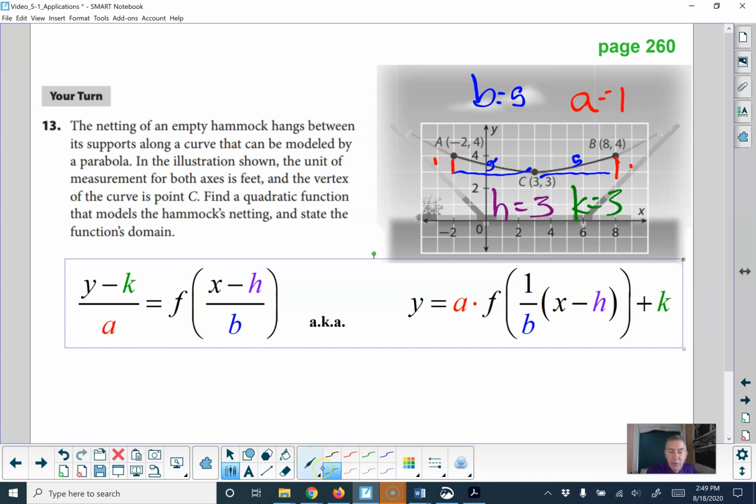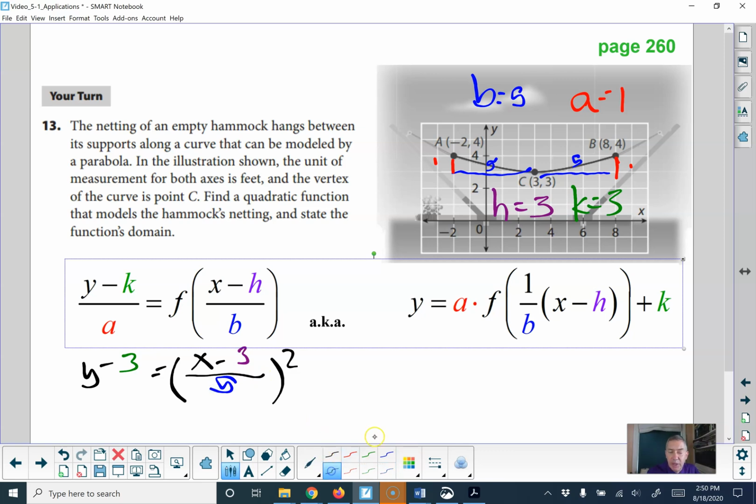We're good. Y minus 3 over 1. I'm not going to write the over 1 because over 1 is over 1. The function is squared. The function is x squared. X minus h, h was 3, over b, b is 5. And there you go. That is a perfectly legitimate answer.